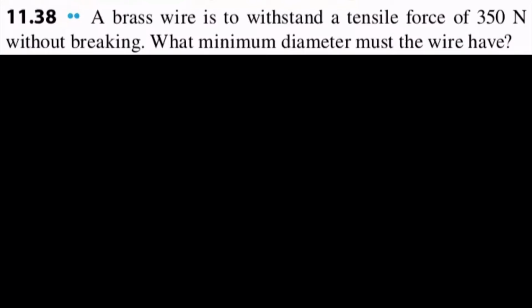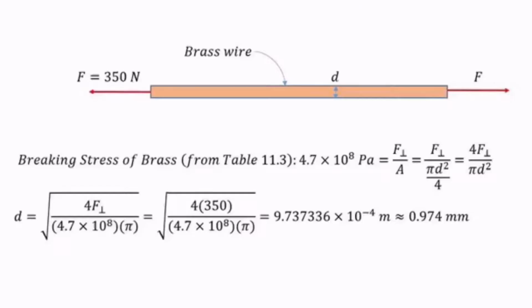Our third question is rather simple, but it teaches us how to manipulate our variables to come up with an answer. Problems like this help us to think more creatively in approaching different kinds of problems we encounter. Here, a brass wire is to withstand a tensile force of 350 newtons without breaking. What minimum diameter must the wire have? By looking at our book, University Physics, it states that the breaking stress of brass is 4.7 times 10 to the 8 Pascal.